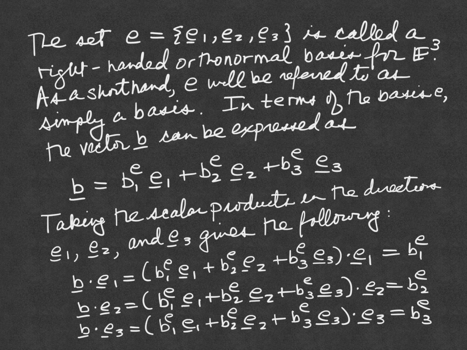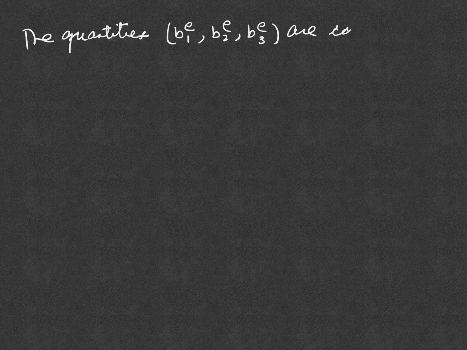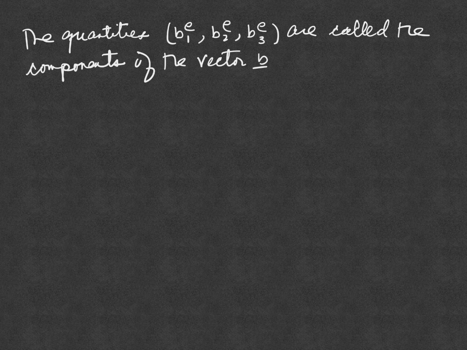Now, these three quantities, B1E, B2E, and B3E, are defined as the components of the vector B in the basis E. So the quantities B1E, B2E, B3E are called the components of the vector B in the basis E.